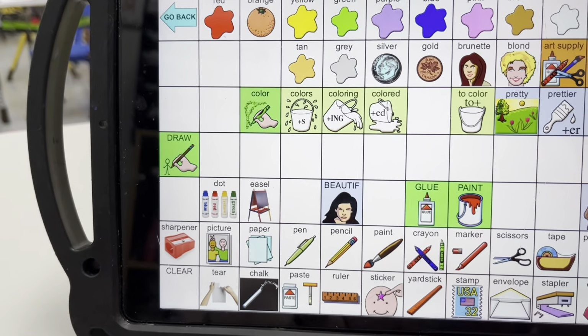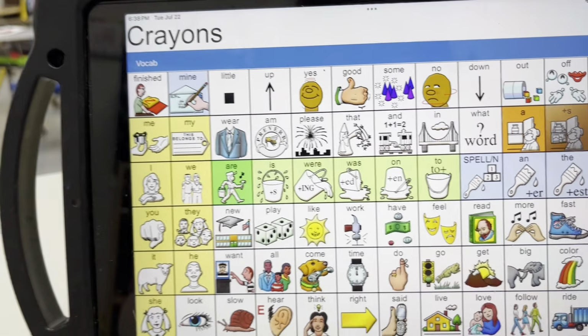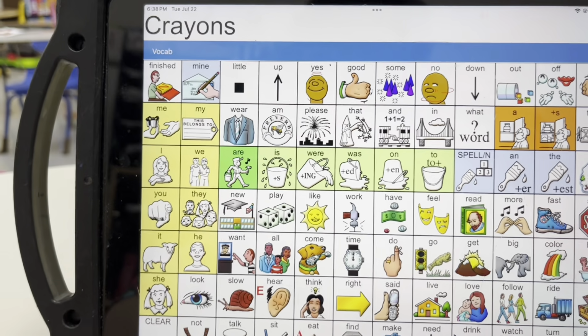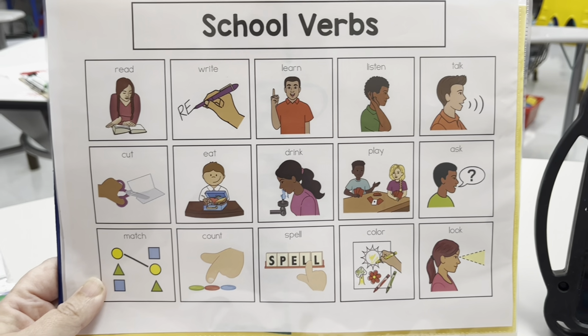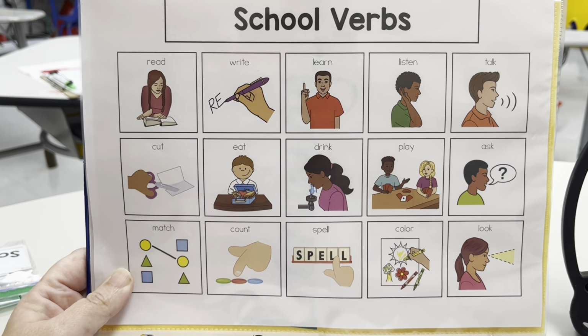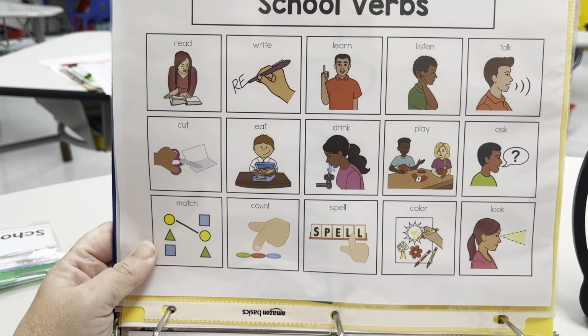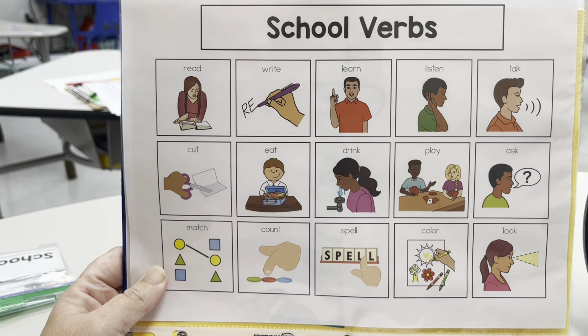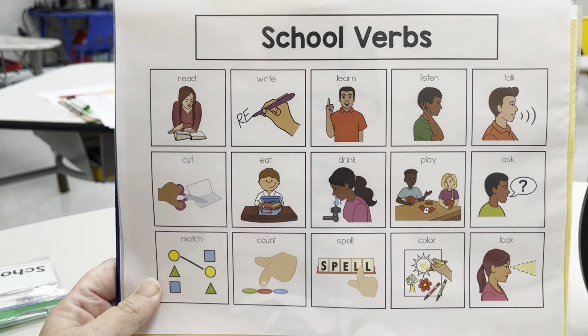So I would take the word crayon and just add an S. Crayons. Which means more than one crayon. This is actually my favorite one. It is school verbs, and the reason I like this so much is because these are actually core words.